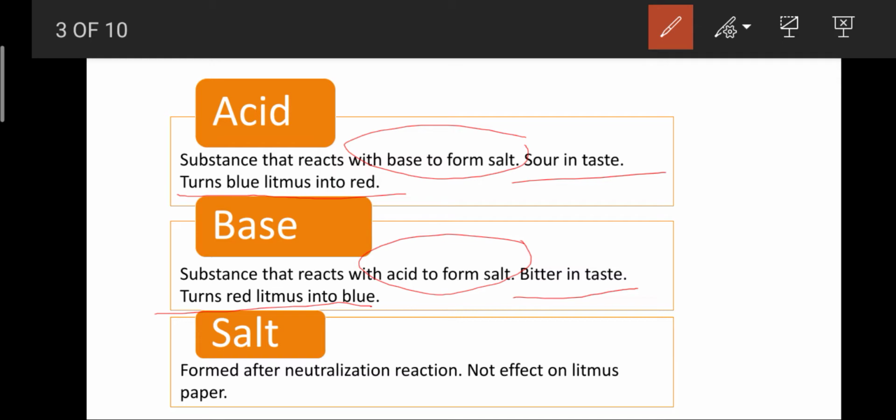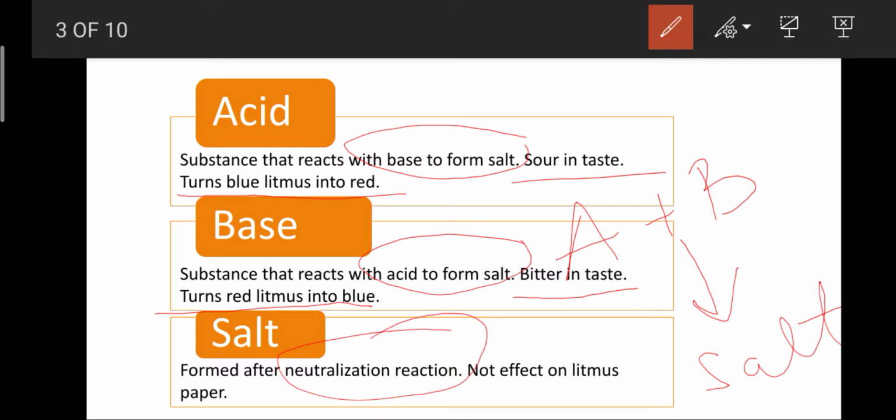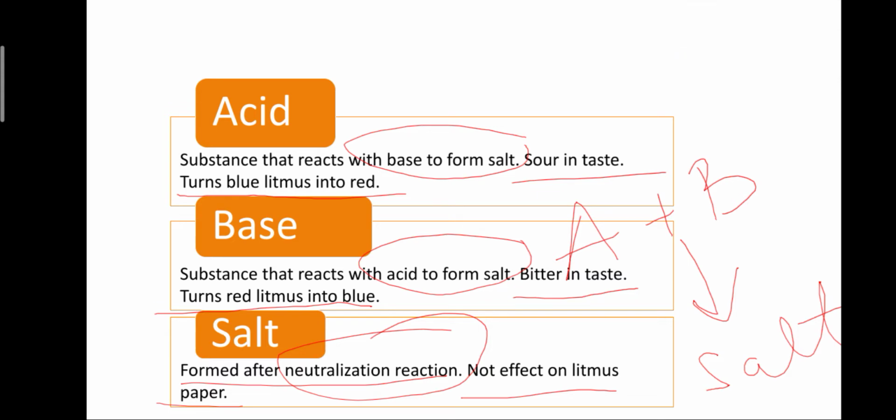Now coming to the third one, which is salt. When an acid and a base react together to form a salt, this reaction is called neutralization. So they are formed after the neutralization reaction. They do not affect litmus paper and they don't have any significant taste as well. Now let us take a look in detail.